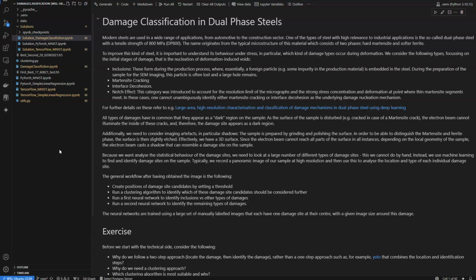regions. We have said before that dark regions typically indicate damage because the electron beam is trapped, but they can also be related to these artifacts. This becomes important if we want to analyze the data and identify what is an actual damage and what is an artifact.